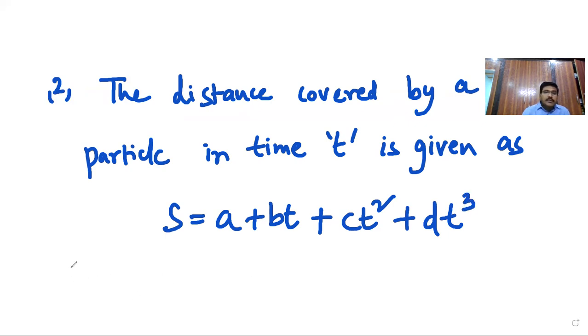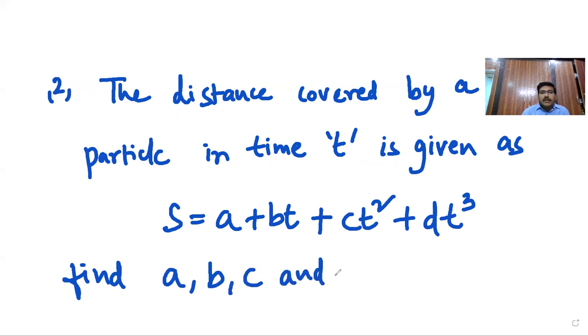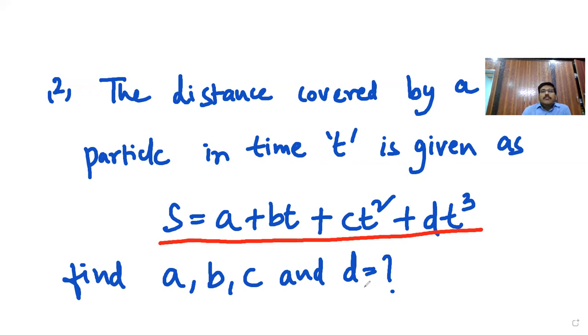Then find the values of A, B, C, and D. He is asking the values of A, B, C. Observe, in this problem, distance covered by the particle is given in the form of an expression. And he has told that it is in the time t period. Clear?